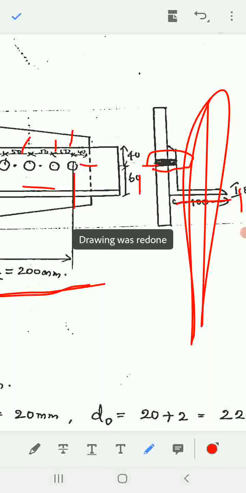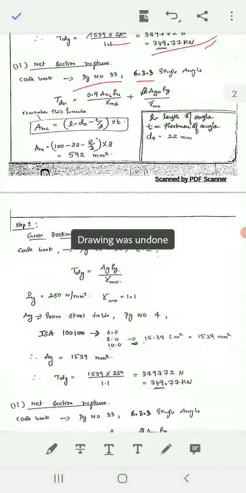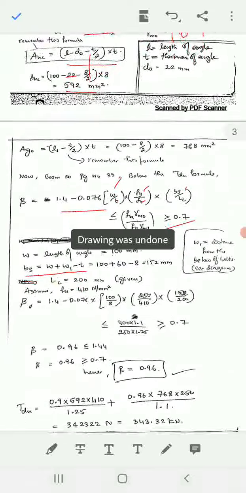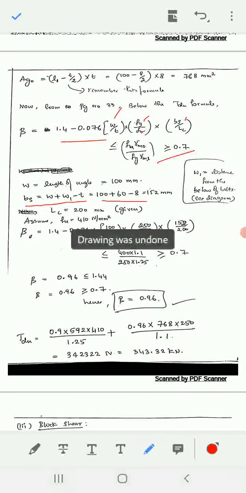This is 60 and this is 40 from the bottom leg, because the leg is in the bottom. From here how much? That is 60 mm, that is W1, remember. So W1 we got it. We'll substitute that W1 value here, right? You got BS values now. BS values 100 plus 60 minus 8 is thickness. You got BS values. Then LC is 200, Fu is 410.